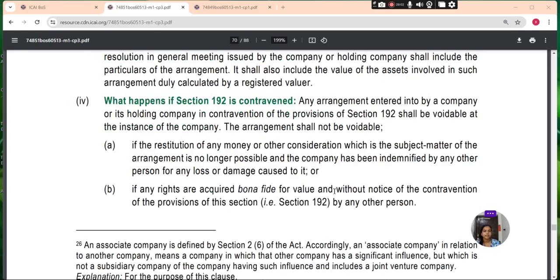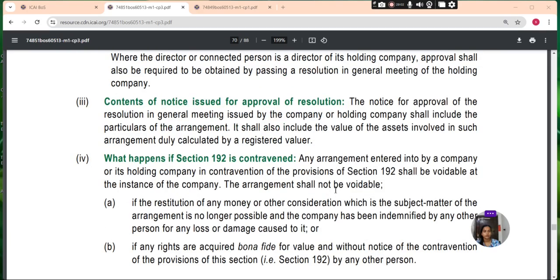What all will be the contents of notice? कौन से ऐसे contents होंगे notice issue for approval of resolution? The notice for approval of the resolution in general meeting issued by the company or holding company shall include the particulars of the arrangement. It shall also include the value of assets involved in such arrangement duly calculated by the registered valuer. What happens if Section 192 is contravened?